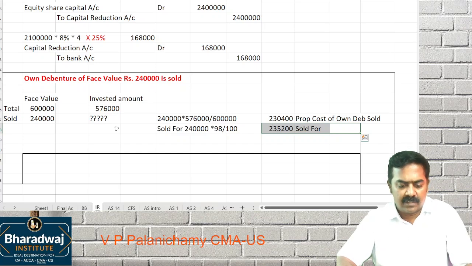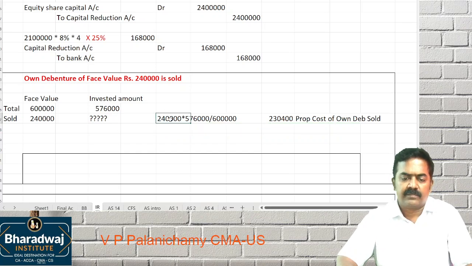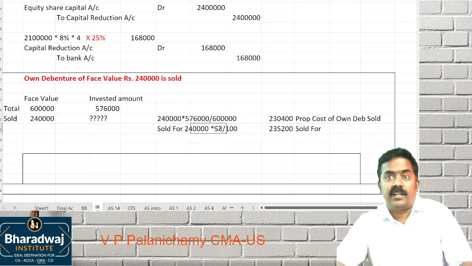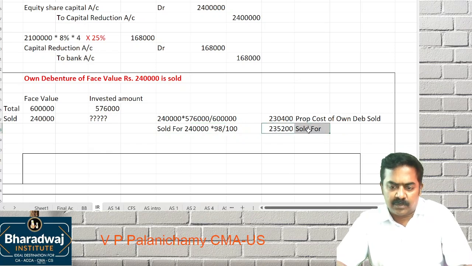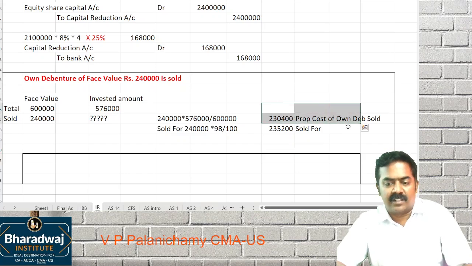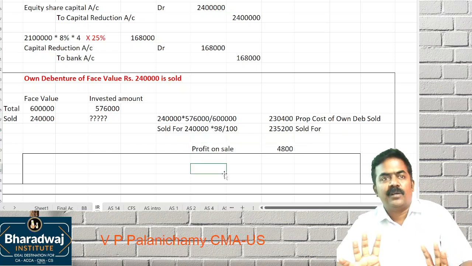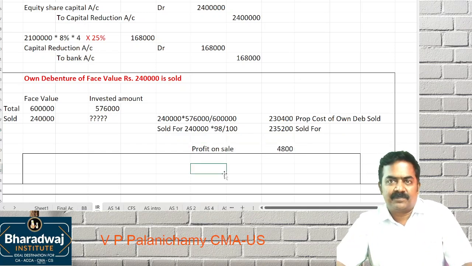I repeat. Any doubt in this working? We sold it for 98, which means for every 100 rupees of debenture, we sold at 98, giving 2,35,200. Is it a profit or loss? Cost of investment is 2 lakh 30,400. We sold it for 2 lakh 35,200. Profit. The company sold it for a profit. So profit on sale is how much? 4,800.